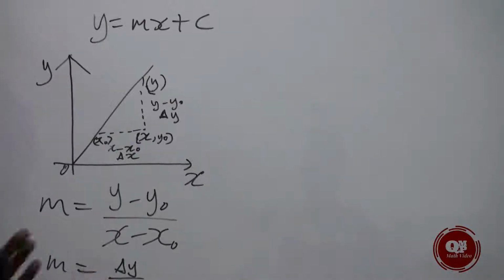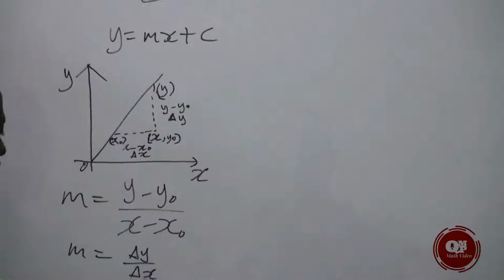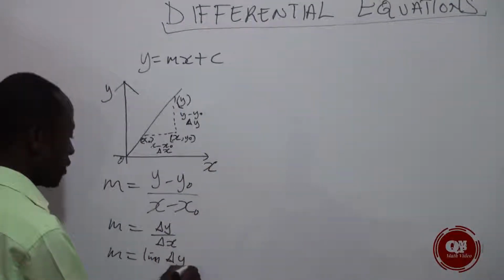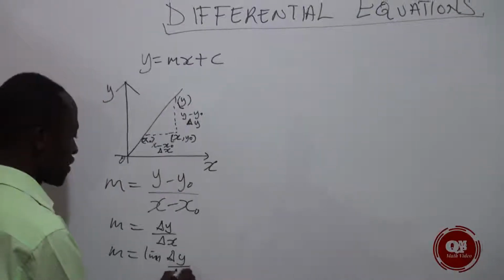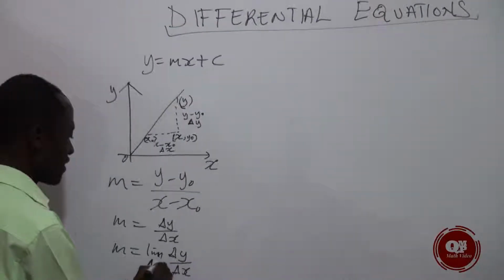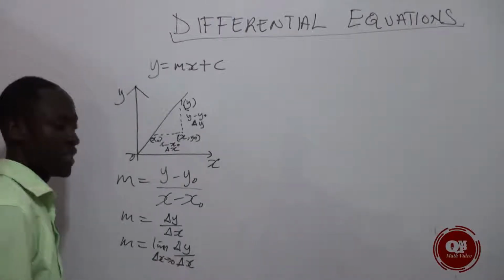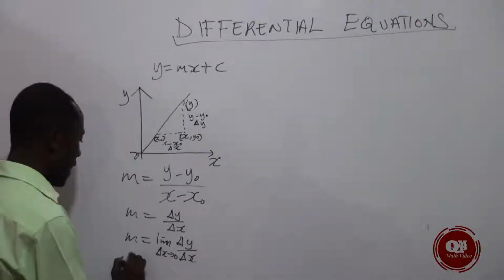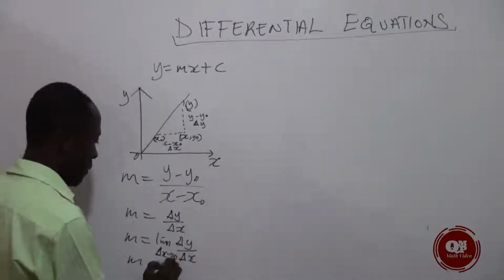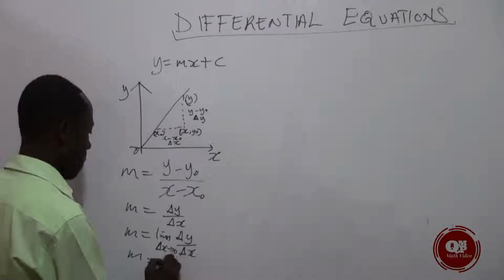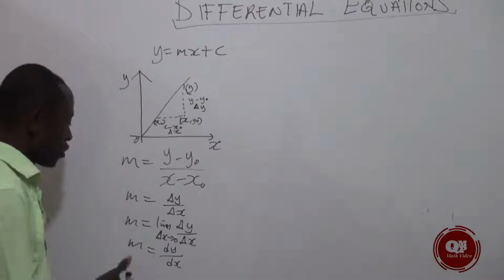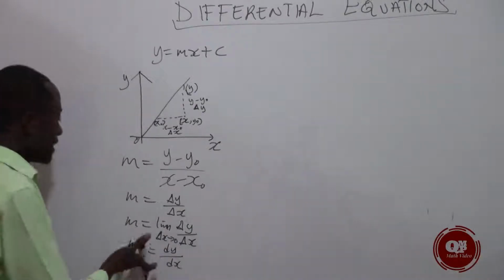Now we can apply our limit to this. Applying the limit, our gradient m happens to be the limit of change in y over change in x, as change in x approaches 0. So finding the limit of change in y by change in x, our gradient happens to be dy/dx. Fantastic. So now we have got a different way of writing the same gradient.